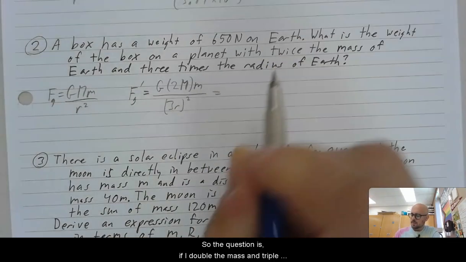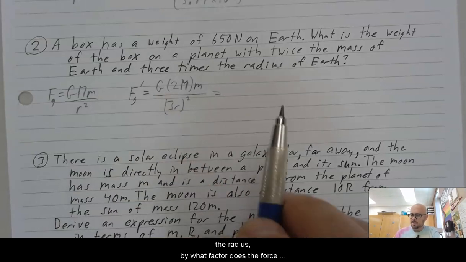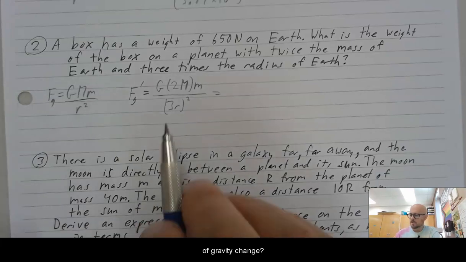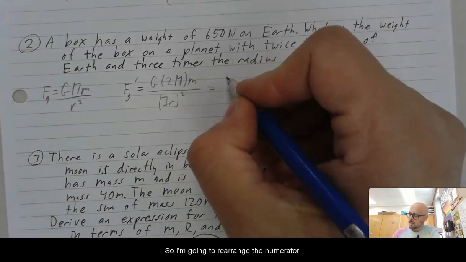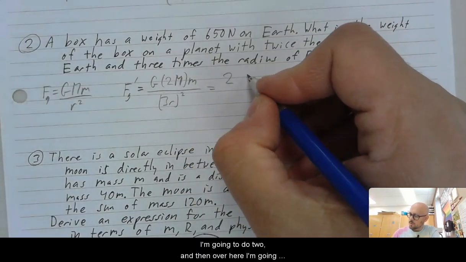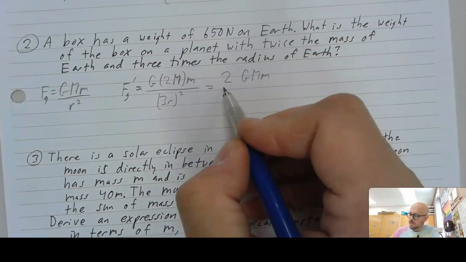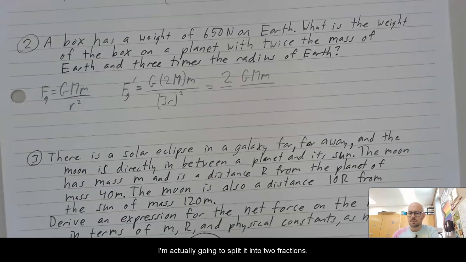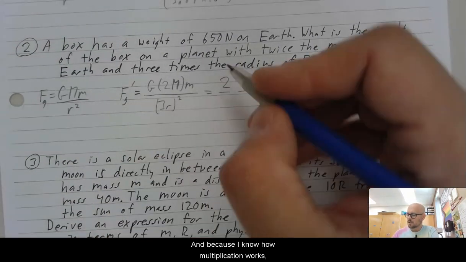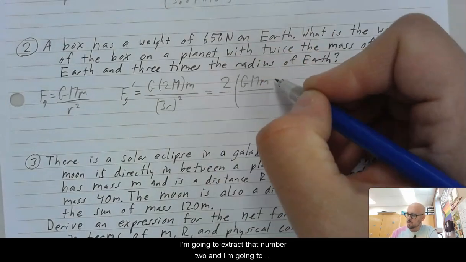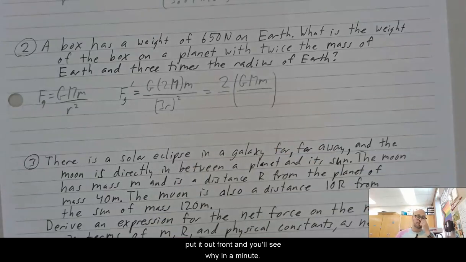So the question is, if I double the mass and triple the radius, by what factor does the force of gravity change? Well, all of the numerator is multiplication. So I'm going to rearrange the numerator. I'm going to do 2, and then over here I'm going to write G, capital M, lowercase m. I'm actually going to split it into 2 fractions. So I'm going to leave the variables there, and because I know how multiplication works, I'm going to extract that number 2, and I'm going to put it out front. And you'll see why in a minute.